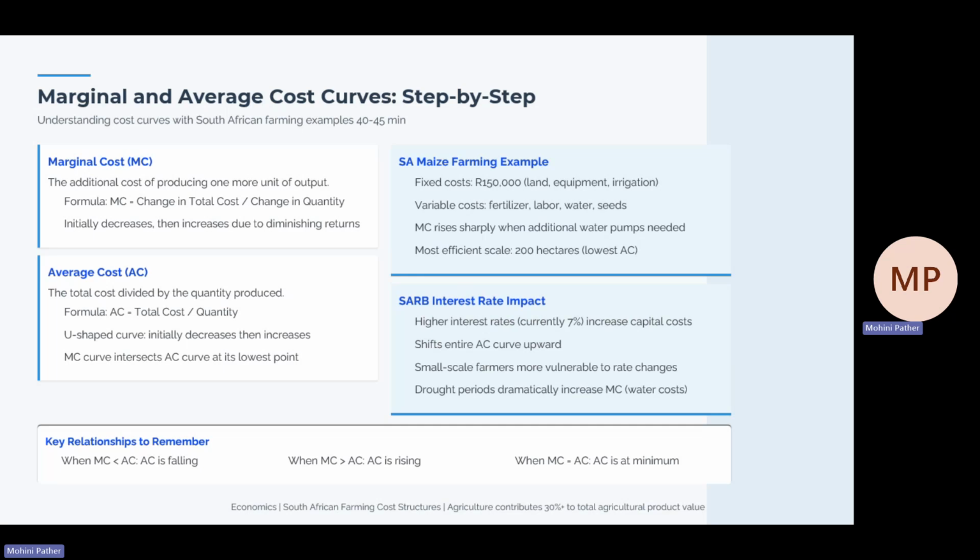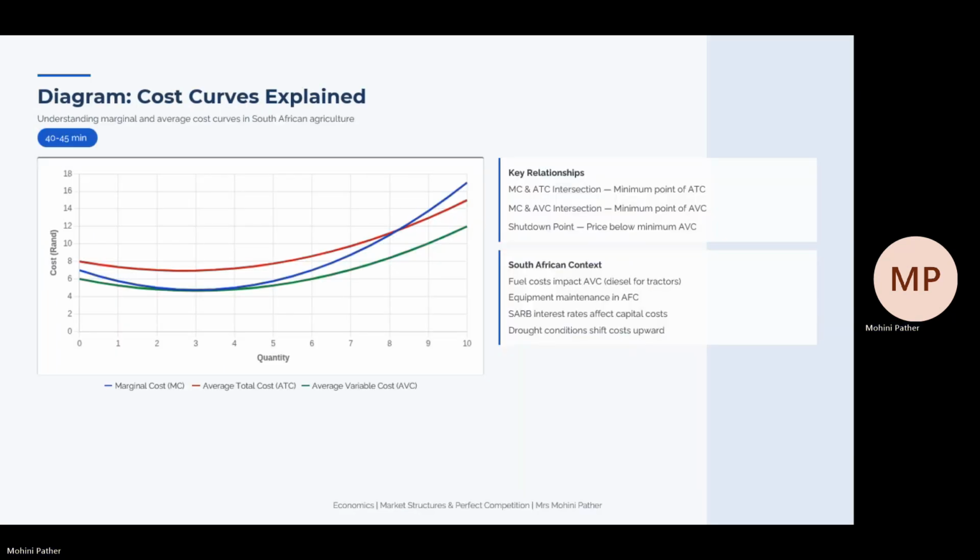Okay, so we have again just reiterated the different things that impact your costing. Okay, so key relationships, we're just going to look at the cost curves again, each of them. So here, the blue line is your marginal cost curve. Your red line is your average total cost and your average variable cost is in the green. Okay, so where these graphs actually intersect is quite important.